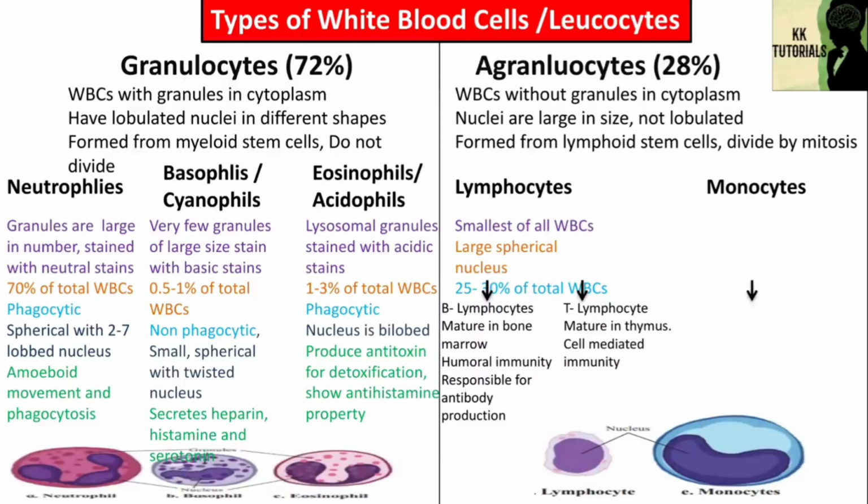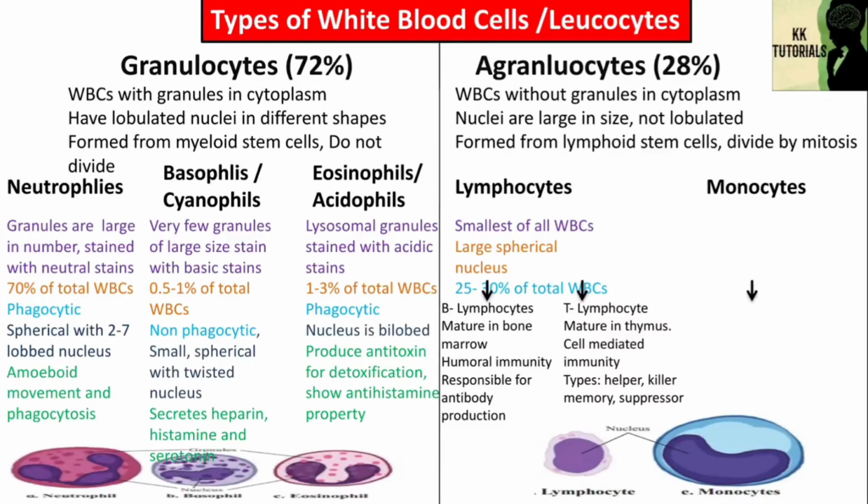There are four main types of T lymphocytes. We can say there are four main subtypes. They are helper T cell, killer T cell, memory T cell, and suppressor T cell.